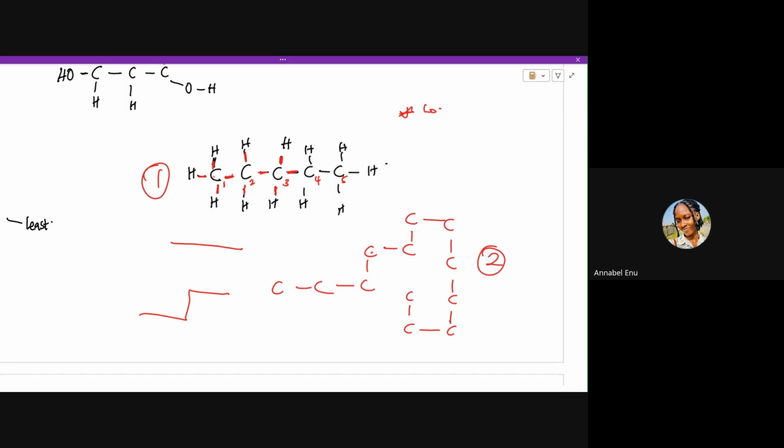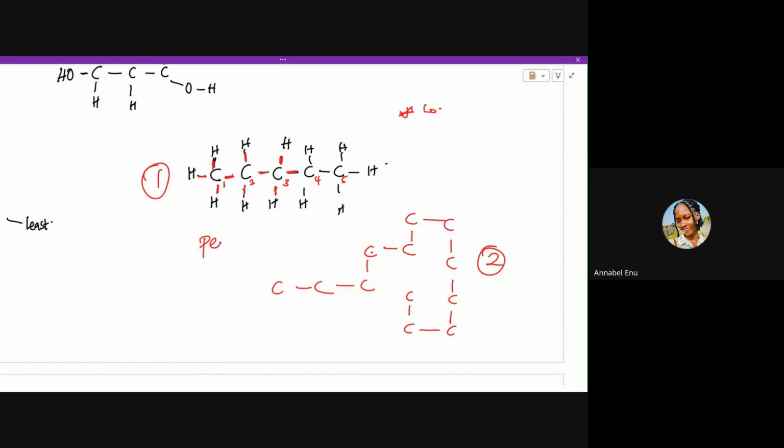How many carbons do we have? We have 1, 2, 3, 4, 5. Good. And 5 means pent in mathematics. So this will be pentane. How do you know it is pentane?